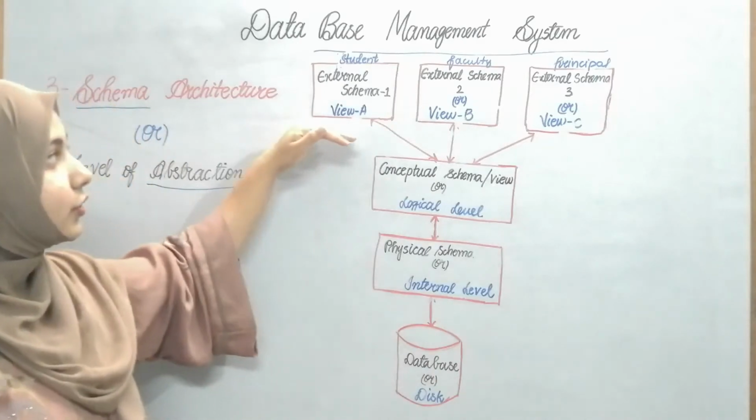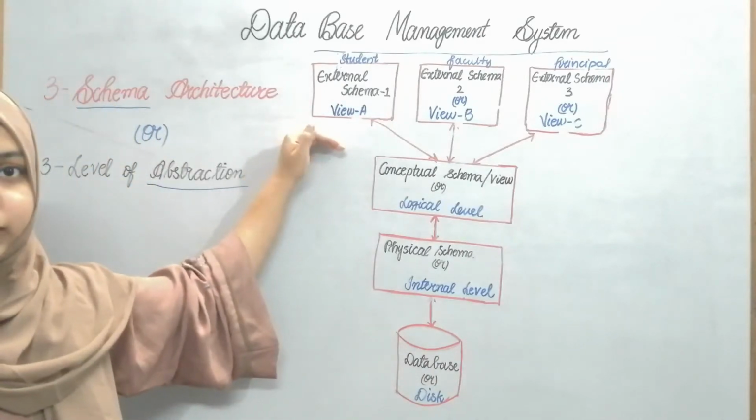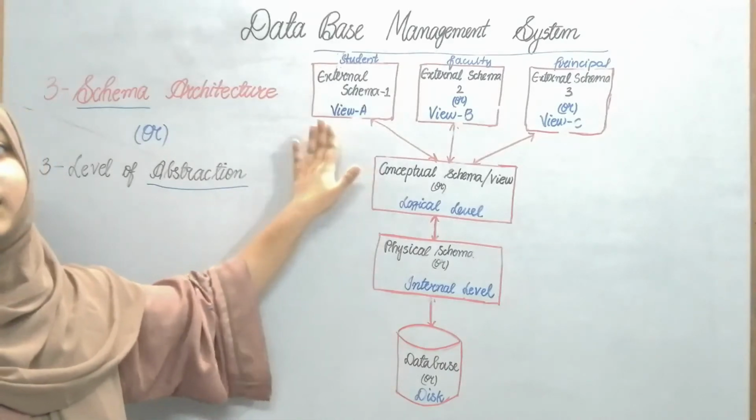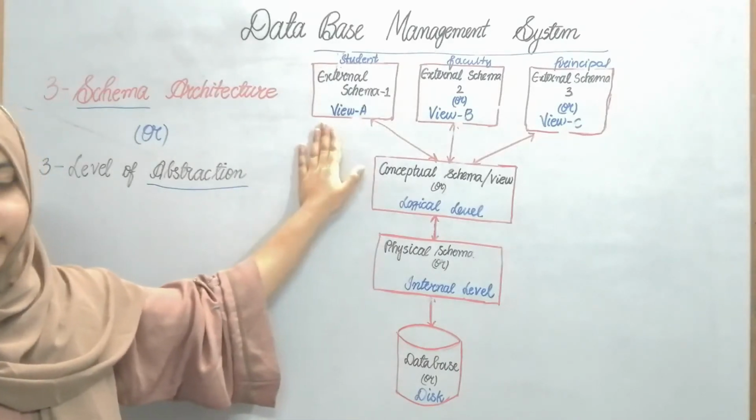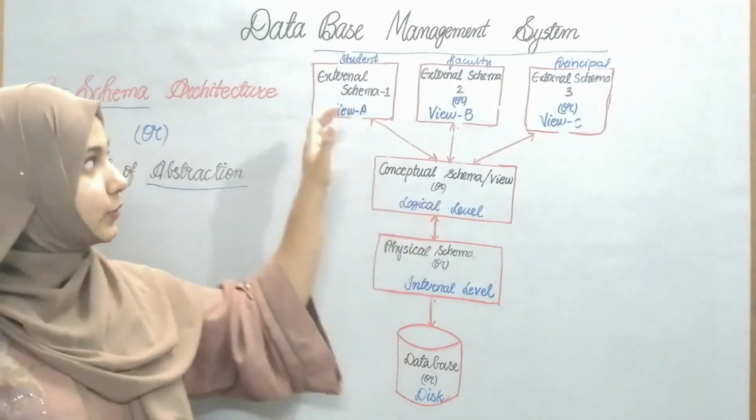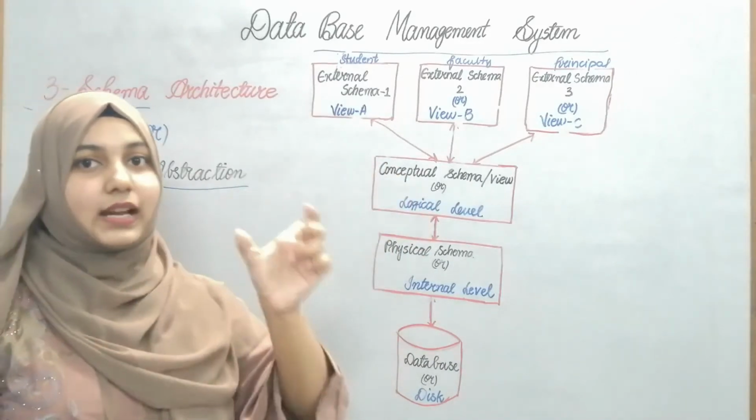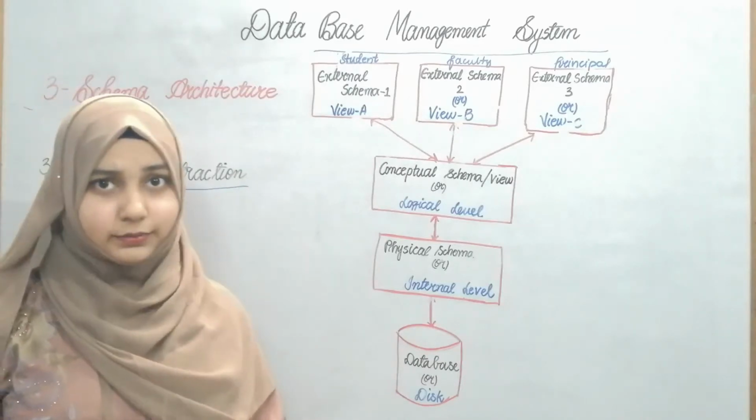So what is the job of the external schema here? The job of the external schema is to provide the user with the information that the user has asked for. The only piece of data that the user has asked for, the database's responsibility is to show only that portion of the data. Clear?